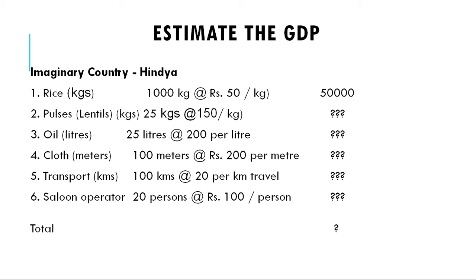And then finally another service is the saloon operator. He is charging 100 rupees per person for all his services. There are about 20 persons in a whole year to whom he is providing these services. He charges 100 rupees. So now you calculate the GDP of this imaginary country, and you tell me at the end of the session. You know what is to be done? You have to multiply the quantity with the price, the quantity and the amount will be multiplied. So you will get the GDP.